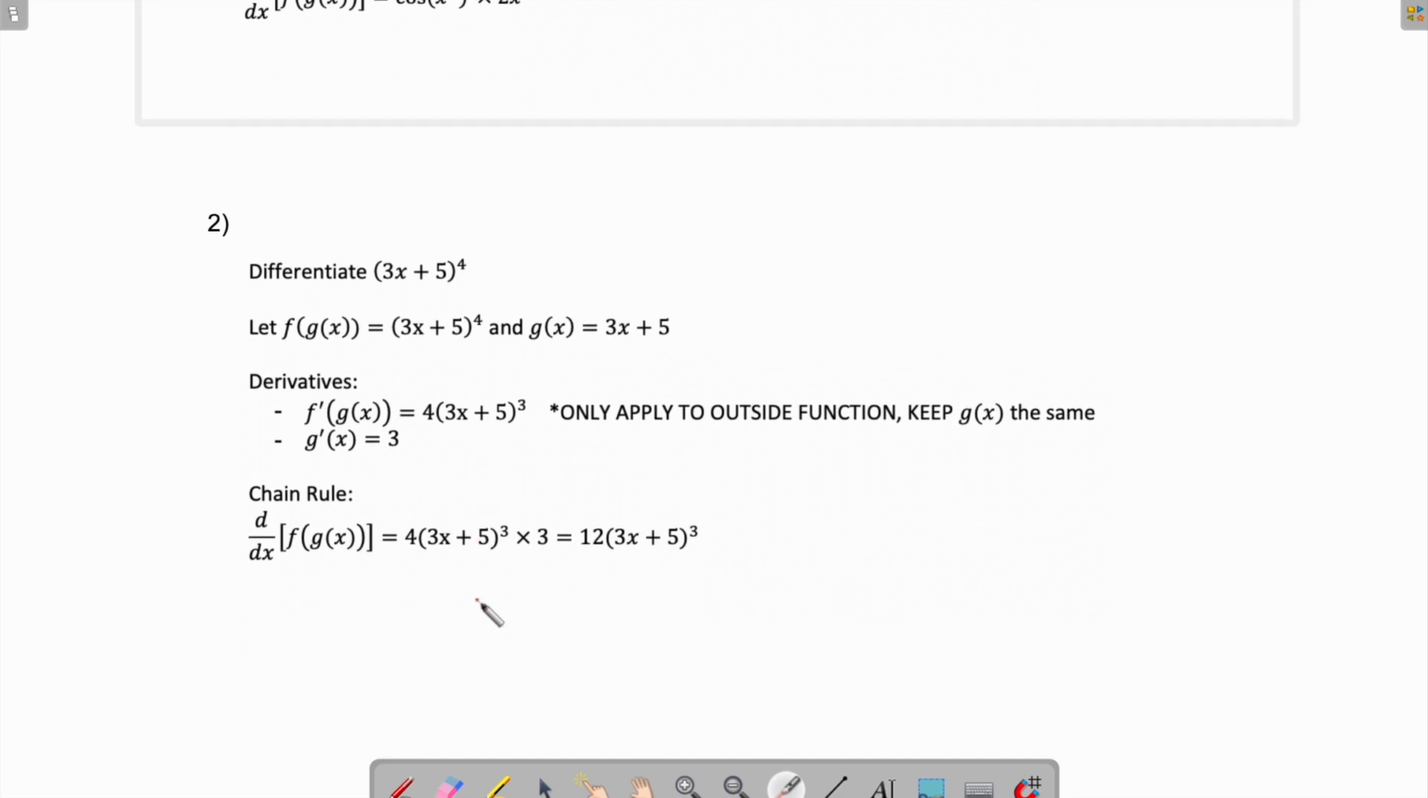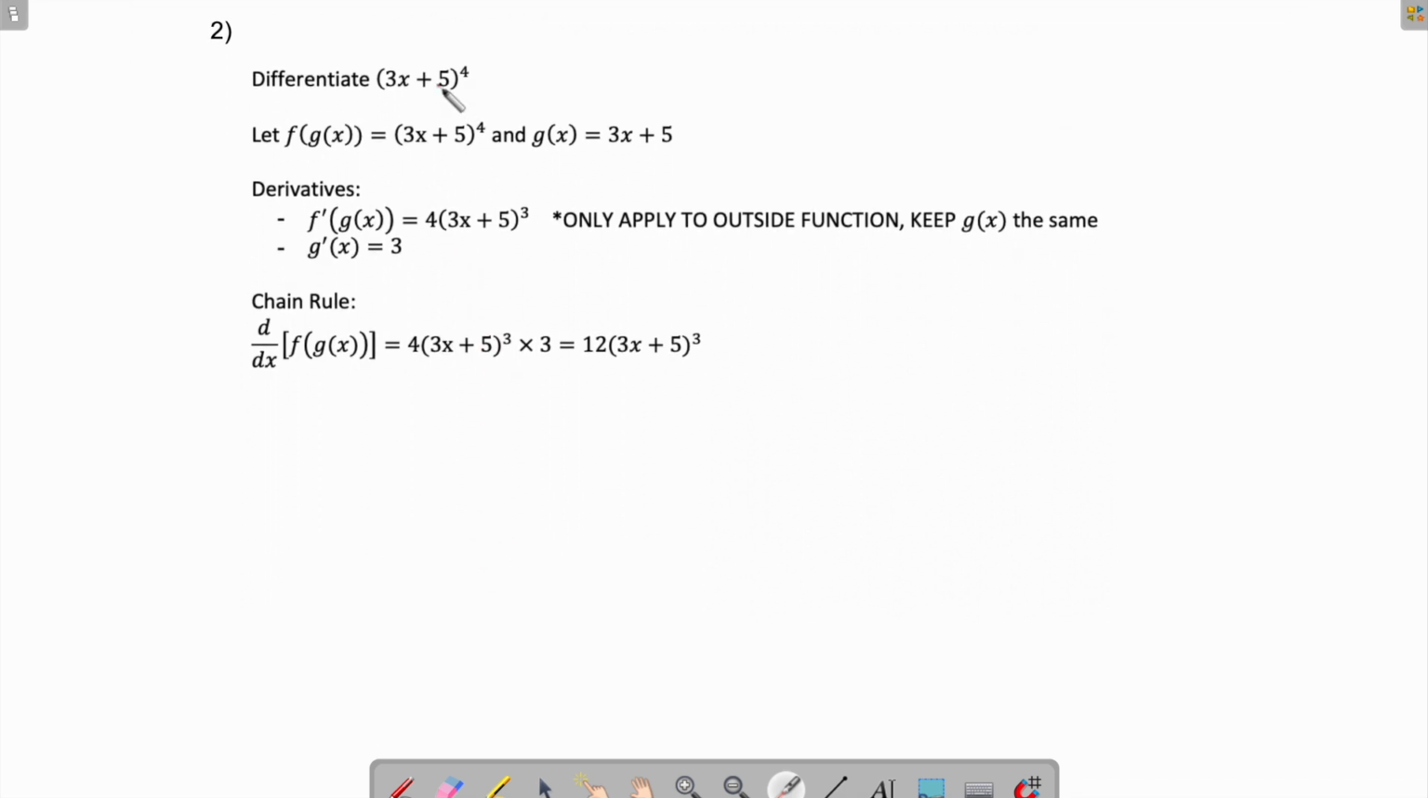Awesome. Now we'll go into a bit of a different example. 3x plus 5 to the power of 4. All right. So you may be thinking, interesting, would we expand this, do 3x plus 5 times 3x plus 5 times 3x plus 5 times 3x plus 5? You could, but that would take a lot of time, and it's just not feasible. What we instead do is assign the outer brackets to be our outer function. So f of g of x is just equal to 3x plus 5 to the 4, and 4 here is our interest. And our inner function is simply 3x plus 5.